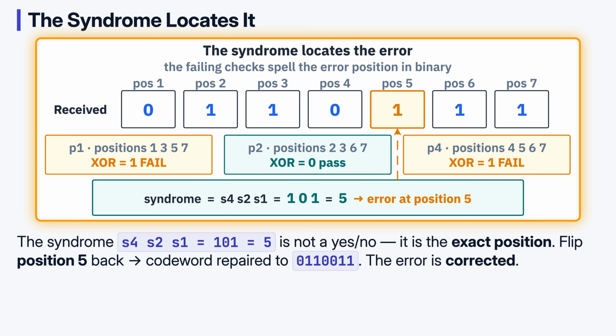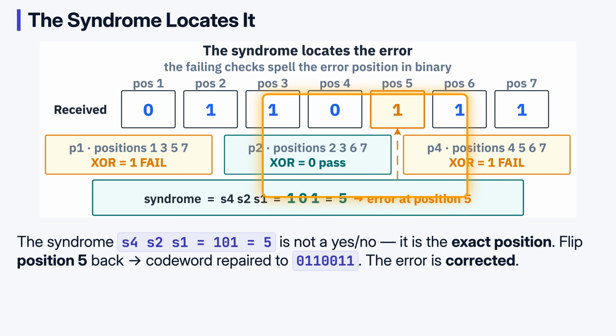The 3 checks read S4, S2, S1, which is 101. In binary, 101 is 5. This number is called the syndrome, and it is not just a yes or no. It is the exact position of the wrong bit, position 5. So flip position 5 back, and the code word is repaired to 0110011. The error is not just detected, it is corrected.